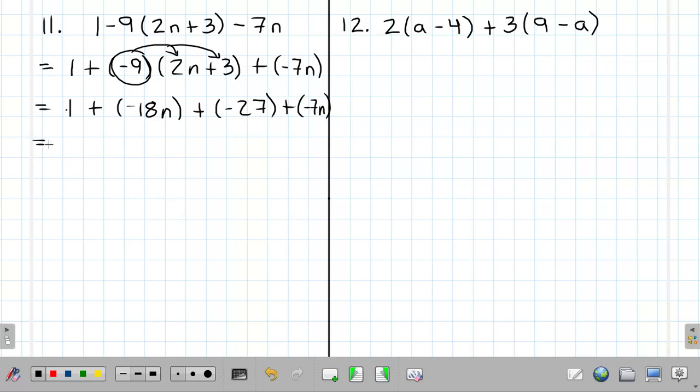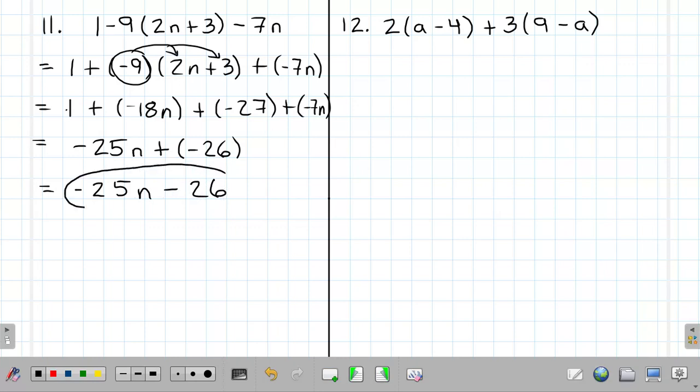So bringing it all together, historically you would do the variable terms first. Negative 18 plus negative 7 gives us negative 25n, plus 1 plus negative 27 is negative 26. The last little step here, if we write it as a sum, is to write it back: plus negative 26 is minus positive 26.